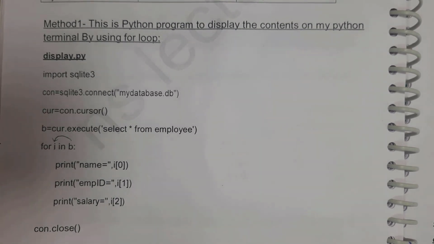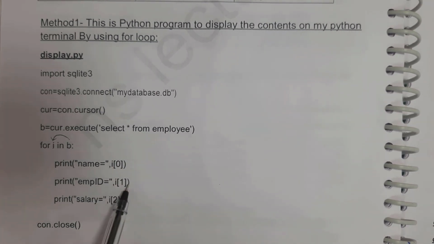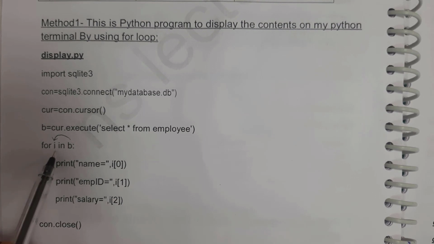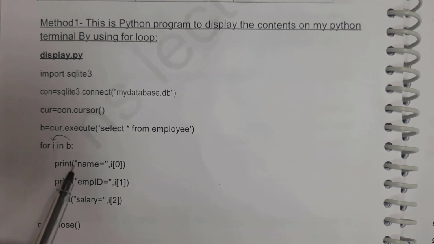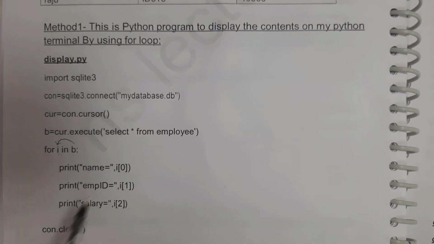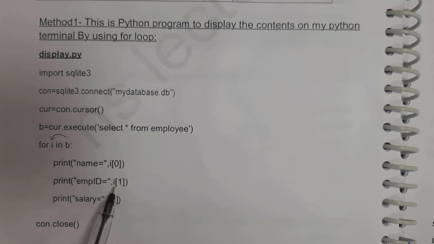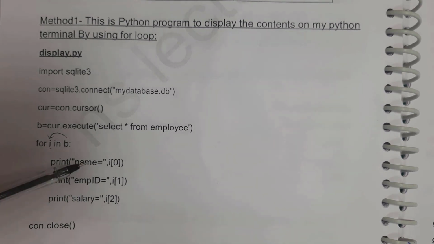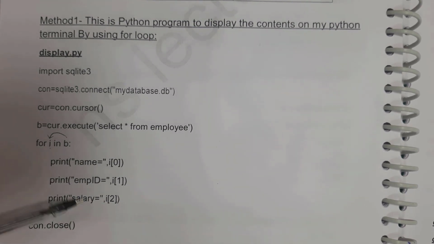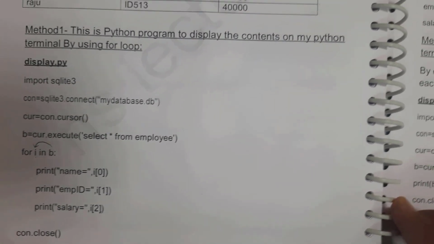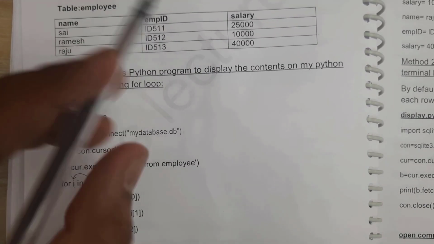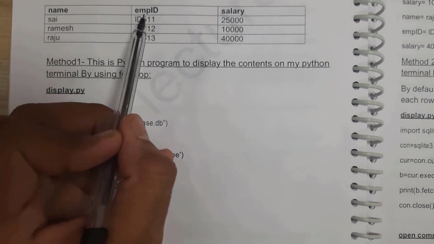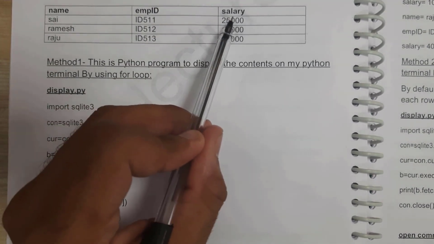Now I want to print this data. So just write here print. Directly you can give here i of 0, i of 1 and i of 2, where i is the variable name. I am writing here name comma i of 0, employee ID equal to comma i of 1 and salary equal to comma i of 2. You need to take name equal to, employee ID equal to and salary equal to in quotations. Whenever I run this line of code, I will get output. This is i of 0, i of 1 and i of 2. i of 0 is the first column, i of 1 is the second column and i of 2 is the third column.